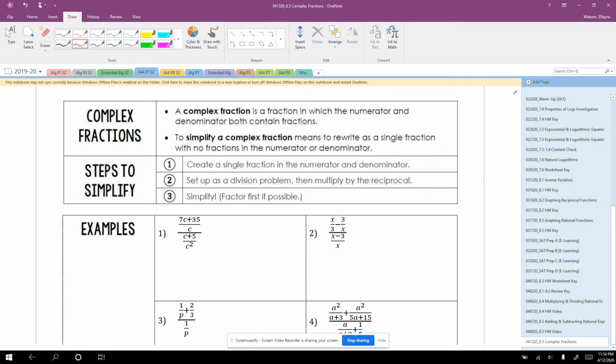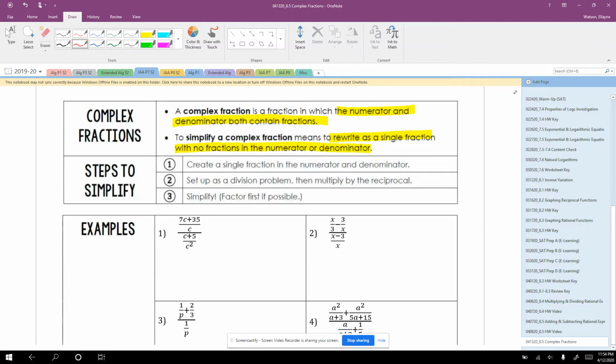Do a couple examples and have you do a couple on your own. So what is a complex fraction? It's a fraction in which the numerator and the denominator both contain fractions. Okay, and you can see some examples on the page here. To simplify means to rewrite as a single fraction, so rewrite as a single fraction with no fractions in the numerator and denominator.